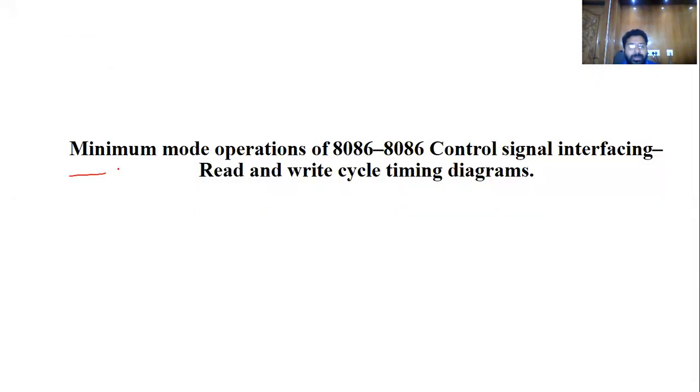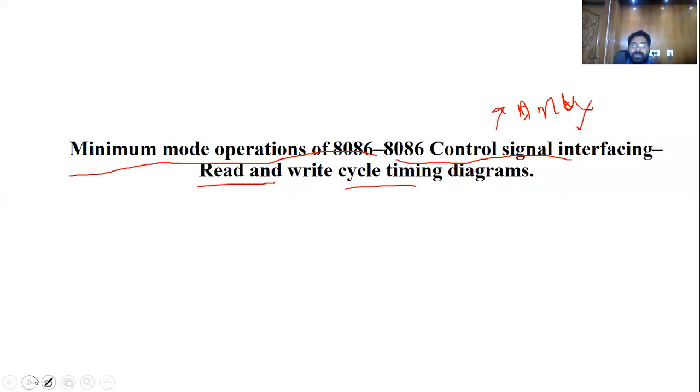Now see this minimum mode operation of the 8086 microprocessor. Then control signal interfacing, a very simple diagram. We are using some DMUXs for this control signal interface. Then the timing diagrams of read and write cycles. These are very similar to the general bus operation diagrams of the 8086 microprocessor. Okay.